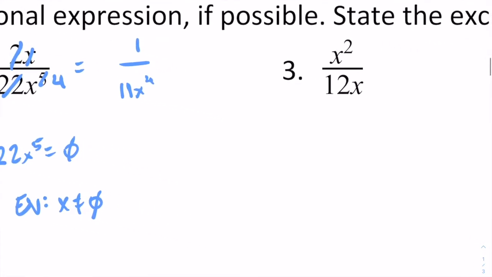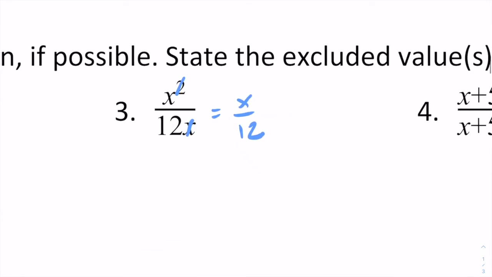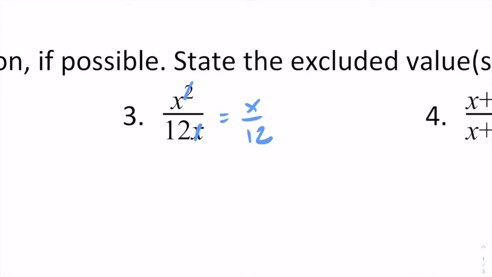So that's that. Next one as well, I just get x over 12. And as I said earlier, you get 12x equals 0. If it's a monomial, your excluded value is always going to be x can't be 0.